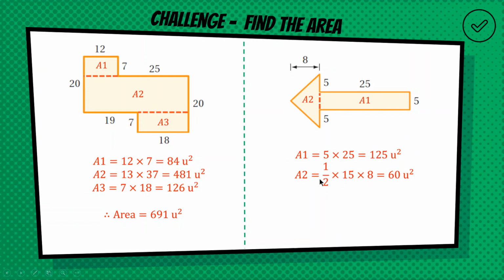Okay, if we do that properly, we get an answer of 60. So we're just going to write 60 units squared again. Final answer is just area 1 plus area 2, and we get 185 square units. Okay, there you go. So those are the basics.